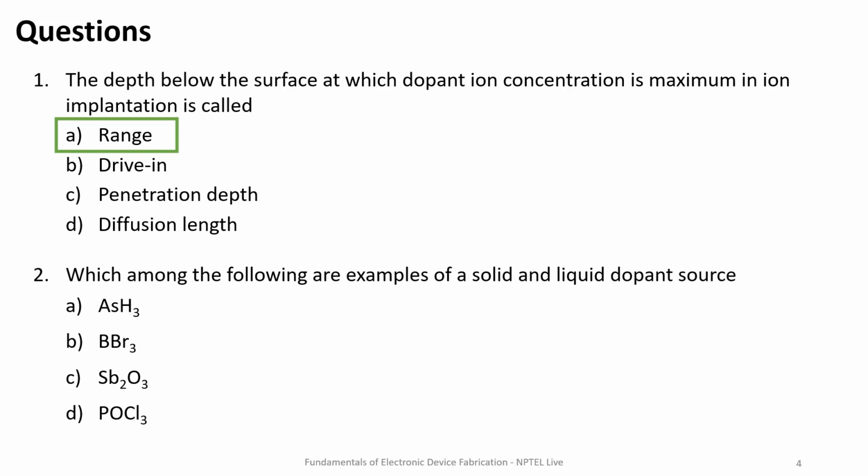I request all of you to take some time to use Google or any other source, or if you have prepared your notes, to find out the answer for the second question. It will help you in creating a list of solid versus liquid dopant sources. So which among the following are examples of solid and liquid dopant source? You can take a few minutes to search and then tell me the answer.